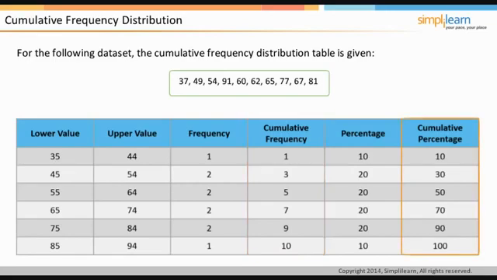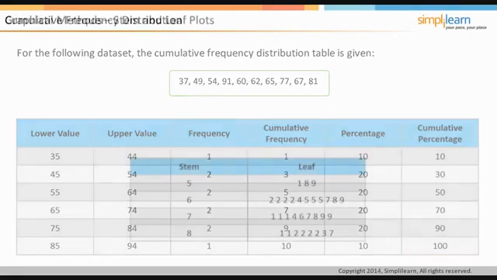The final column is the cumulative percentage column. In this column, the cumulative frequency is divided by the total number of results, which is 10, and the value is multiplied by 100. Note that the last number in this column should be equal to 100. In this example, the cumulative frequency is 1 and the total number of results is 10. Therefore, the cumulative percentage of the first row is 10.